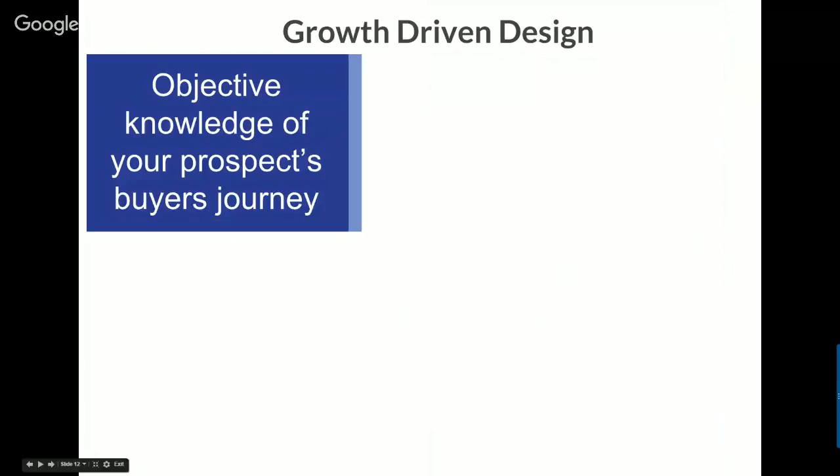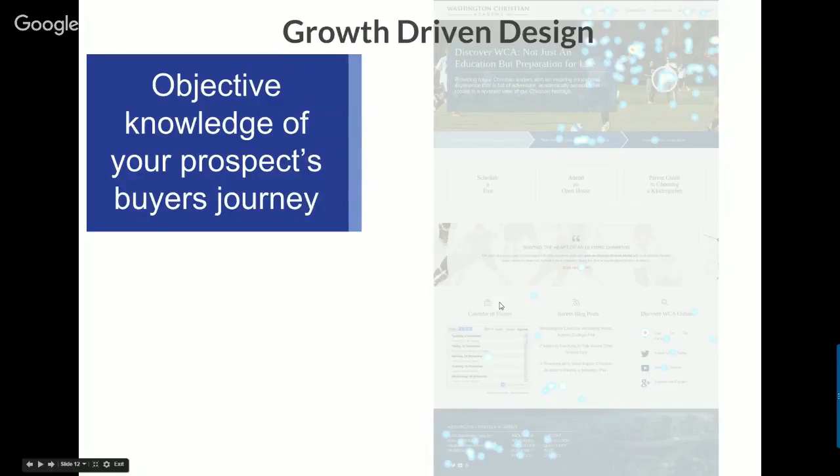Okay, all right. So this is a heat map of Washington Christian County's homepage. We look at this and you can see where your visitors are going on the site. This helps us make educated assumptions that fit the prospect's journey, so that they are more likely to build trust and want to get more information from us. Keeping in mind this is a good website already and we are improving upon it.